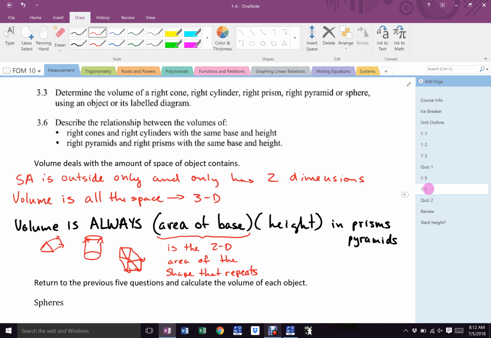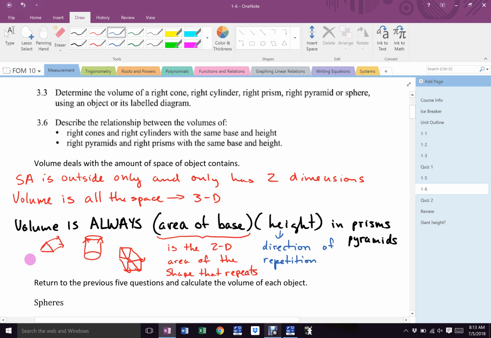Which means that the height is not up and down. The height is the direction of repetition. So whatever direction that shape goes, that's your height. Doesn't matter if it's lying down, doesn't matter if it's turned on an angle, doesn't matter. Whatever direction it goes, it's the height. Is everybody cool? Always.